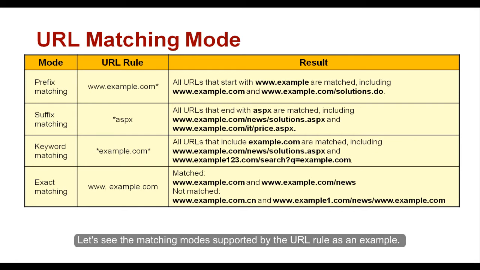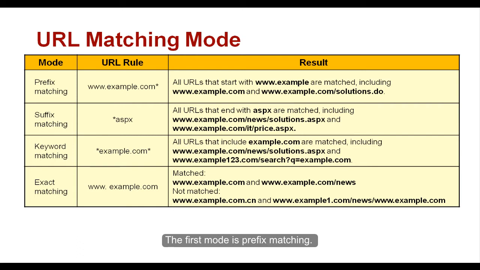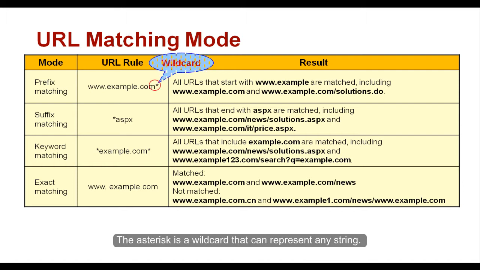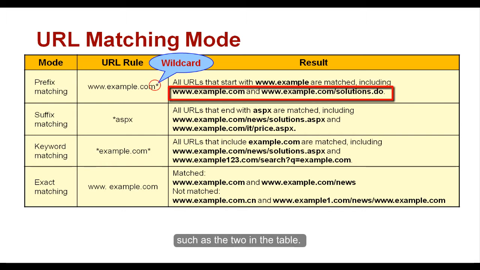Let's see the matching mode supported by the URL rule as an example. The first mode is prefix matching. For example, URL rule www.example.com asterisk is configured. The asterisk is a wildcard that can represent any string. This URL rule can match all URLs starting with www.example.com, such as the two in the table.